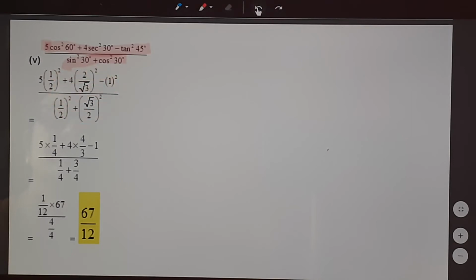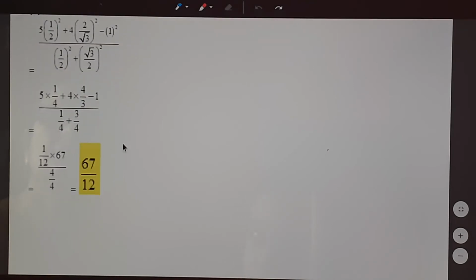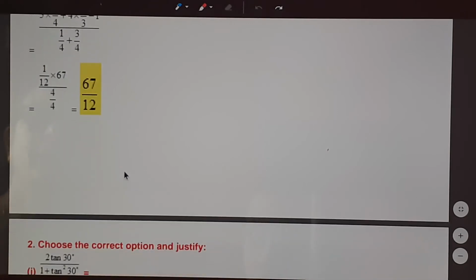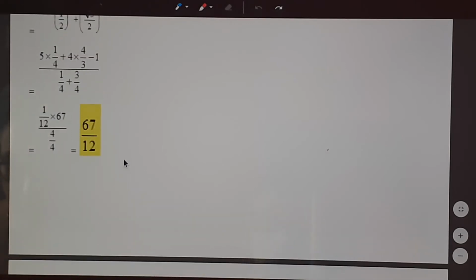So after substituting all the values, you can come here and solve: 1 by 2 square. It will be 5 into 1 by 4 plus 4 into 2 squared. The square of 2 will be how much? 4 by root 3 minus 1. And similarly, 1 by 2 squared plus root 3 by 2 whole squared. This will give you all the required solution, then find the LCM, solve it, and you will get 67 by 12. So this completes part 1 of exercise 8.2.